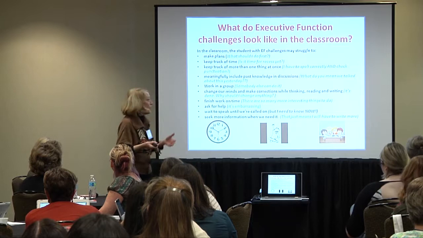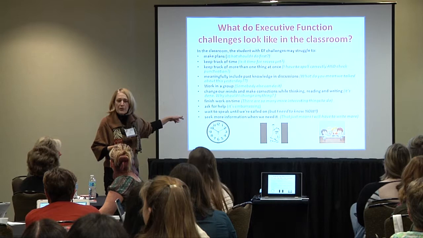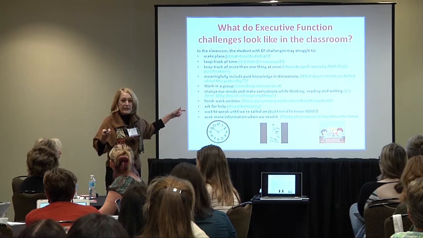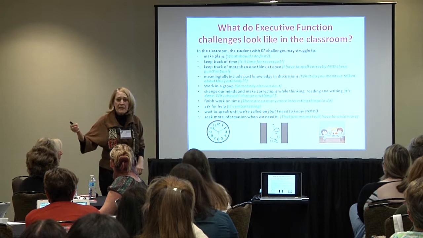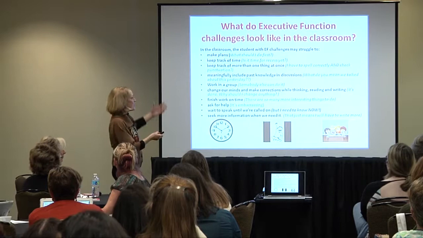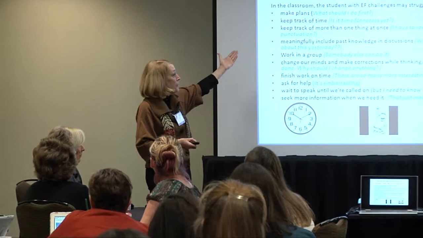All right, these are some behaviors that you might see at the elementary level that would give you a clue that one of your students has an executive function learning difference. I'm not saying disability, I'm saying a learning difference. In the classroom, the student with executive function learning difference might have trouble making plans, even as simple as, what do I do first? Get my pencil out. That might be something that doesn't immediately occur to a child with executive function challenges. Keep track of time. Keep track of more than one thing at a time. I have to spell correctly and do the rest of these tasks. I could go through all of these, but can you picture some of your students in your classroom who might respond with some of the blue? If you do, it may be because of a challenge in one of the black.